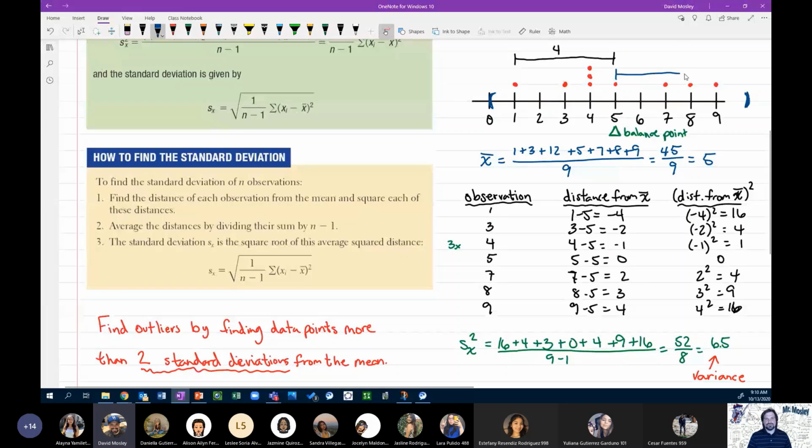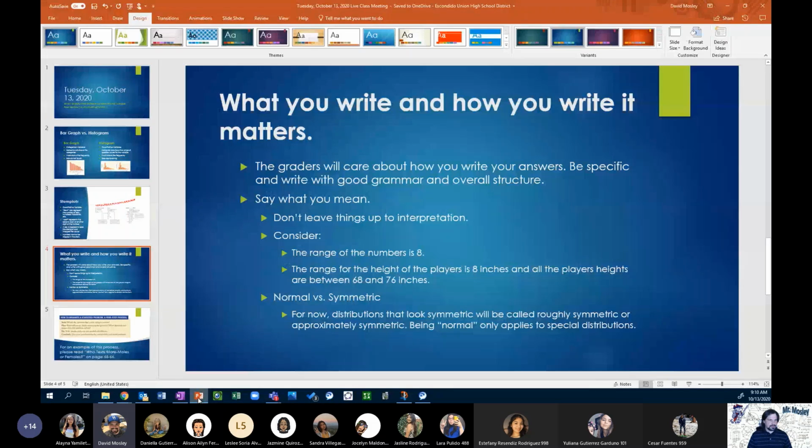Added here 2 standard deviations. So the more I add, the worse it looks. Okay. Anything I can clarify? All right. Excellent. So now we're going to jump back to this.